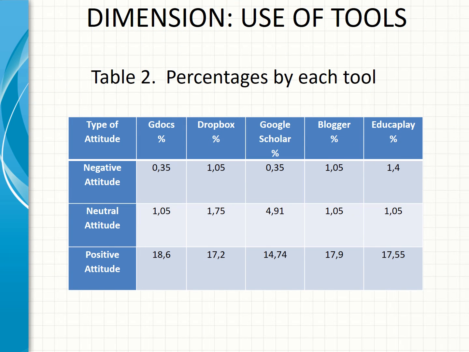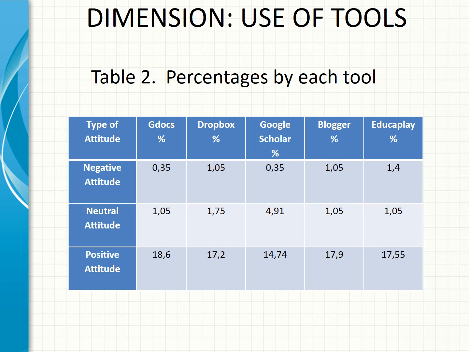Let's continue with the dimension use of tools, but now let's make a quick review of the percentages by each tool. Here I'm presenting a table with negative attitude, neutral attitude, and positive attitude for each tool. As you can see, the highest values were for Gdocs with 18.6, and the second one was for Blogger.